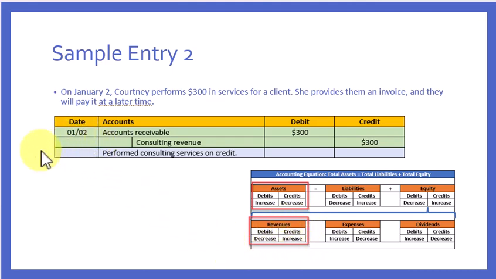All right, so our entry, date, January 2nd. Account to debit is going to be accounts receivable, $300. Account to credit is going to be consulting revenue, $300. We are increasing accounts receivable, and we are also increasing revenue. Description, perform consulting services on credit.